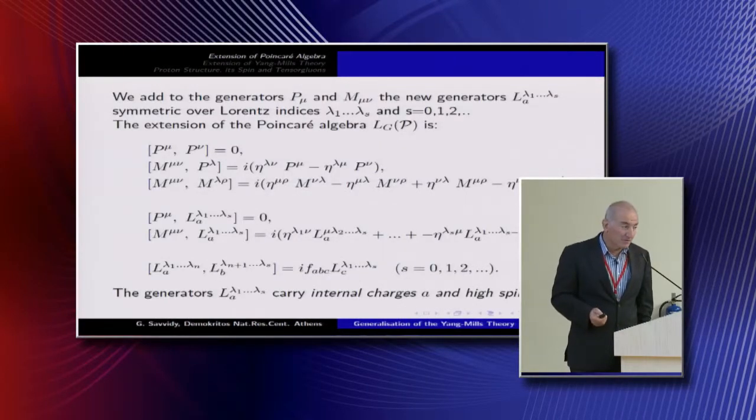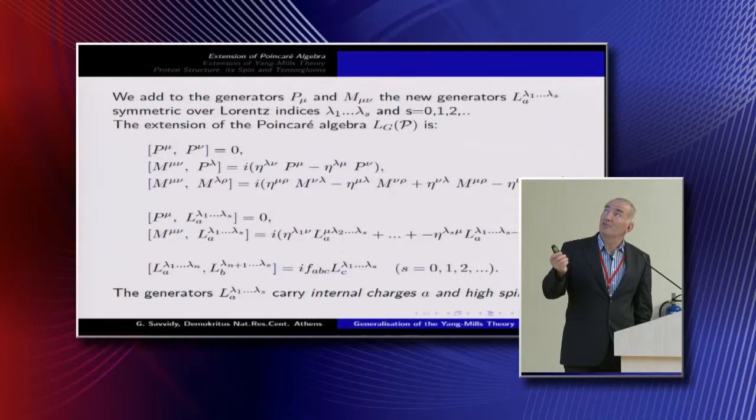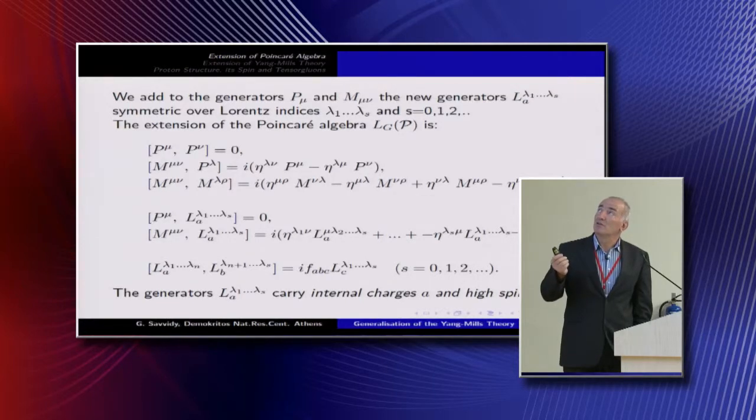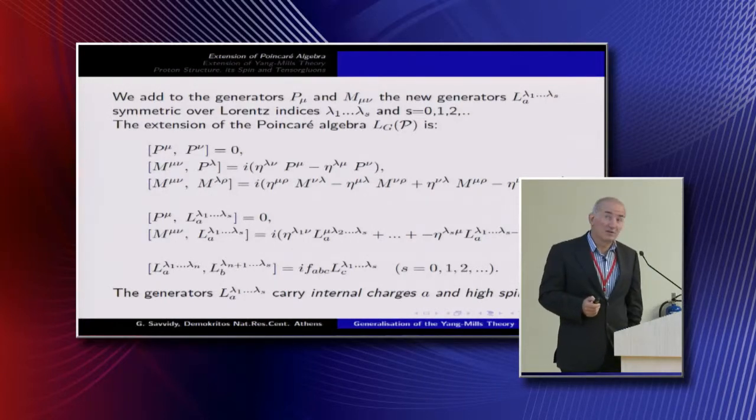So we will do something similar, not similar, but so we will add generators, which is L A, lambda 1, lambda S. So this generator is symmetric. It is a bosonic generator. It has indices lambda 1 to lambda S, which are Lorentz indices, and index A is an isotopic index of internal symmetry.